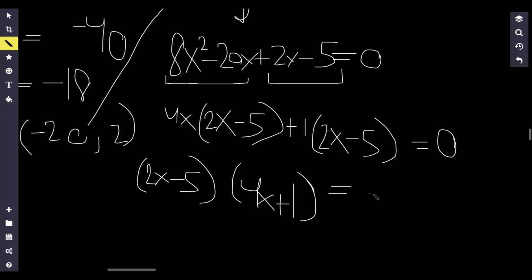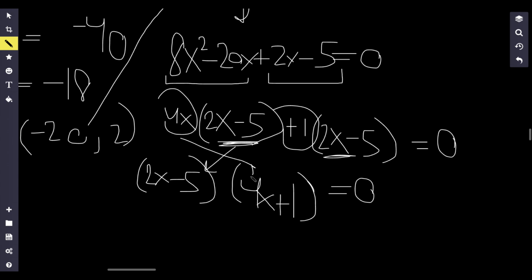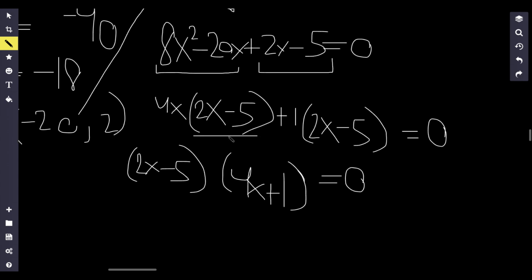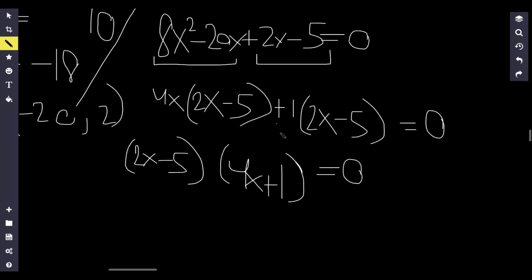All right, so when you're factoring by grouping, the things in the parentheses merge into one thing, and then the things on the outside merge into their own thing. Okay? Because both of these terms have a 2x minus 5 in common. So imagine if you factor out a 2x minus 5, you would just be left with 4x plus 1 is equal to 0.